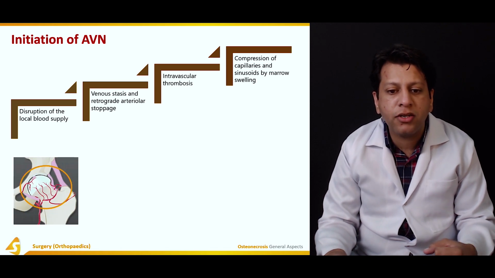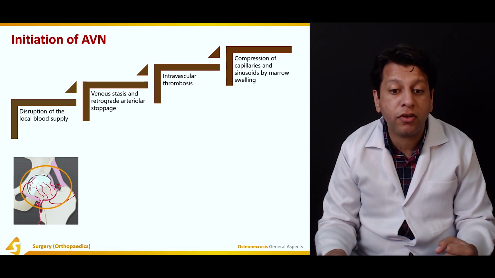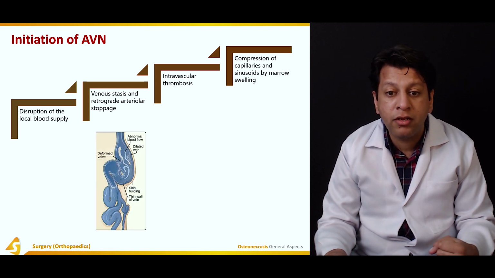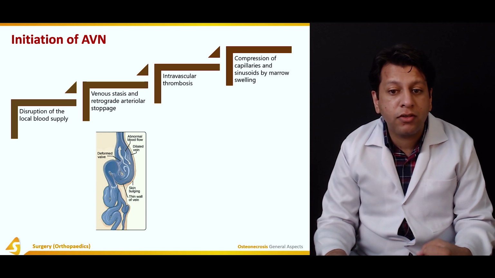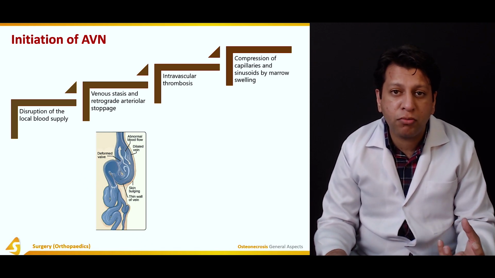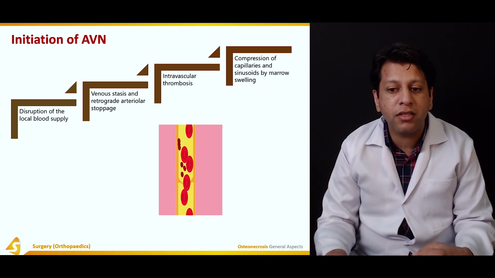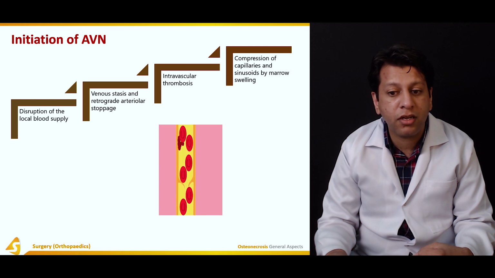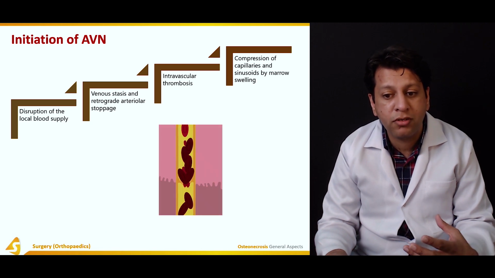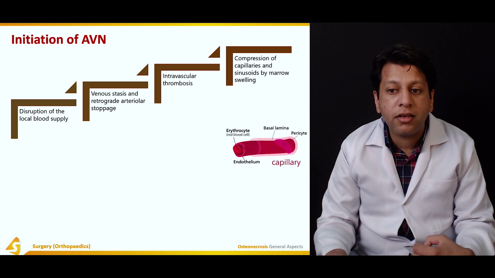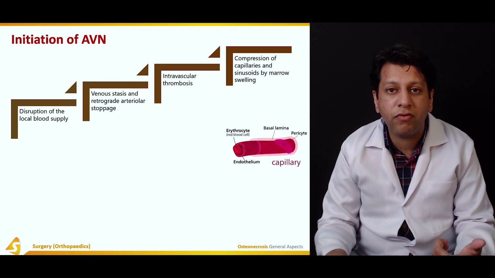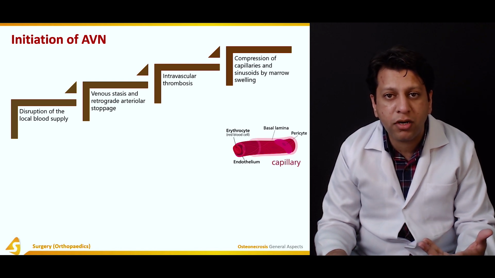Now this is exactly showing how the disruption of arterial supply can take place. For example, in a case of fracture neck of femur, once this has occurred, this hematoma collection causes intracapsular pressure to rise, leading to venous stasis. This may cause sluggishness and eventually thrombosis, and lastly the compression of capillaries and sinusoids leading to further swelling, and this is a vicious cycle which eventually completely stops the blood going to the bone.